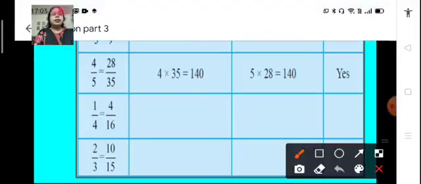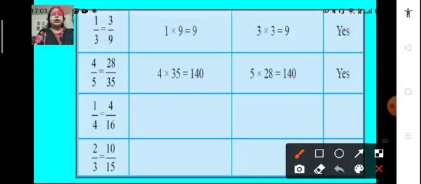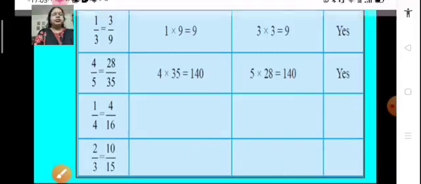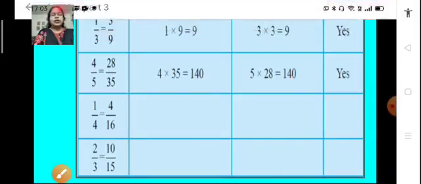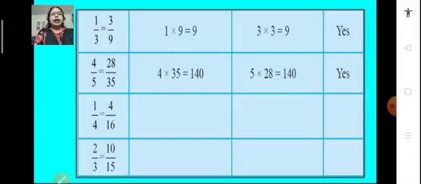In the next example, the two fractions are 2 upon 3 and 10 upon 15. So we multiply 2 and 15 and 10 and 3. If we multiply 2 and 15, what do we get? We get 30. And if we multiply 10 and 3, what do we get? We again get 30, which means both the fractions are equivalent fractions. So this method helps us to find whether two fractions are equivalent or not.